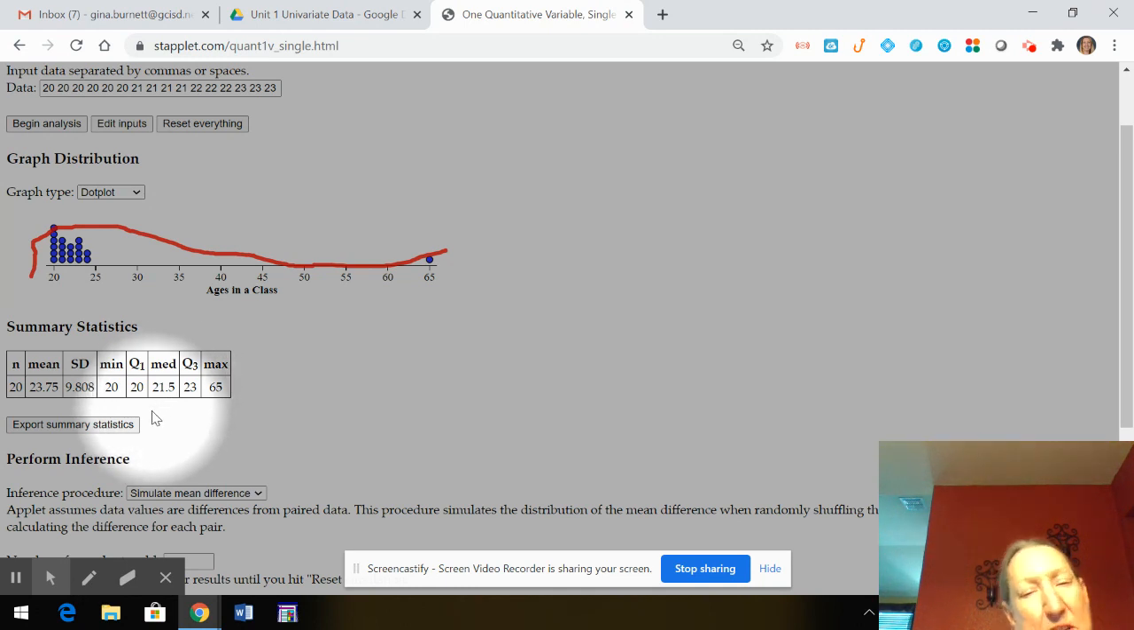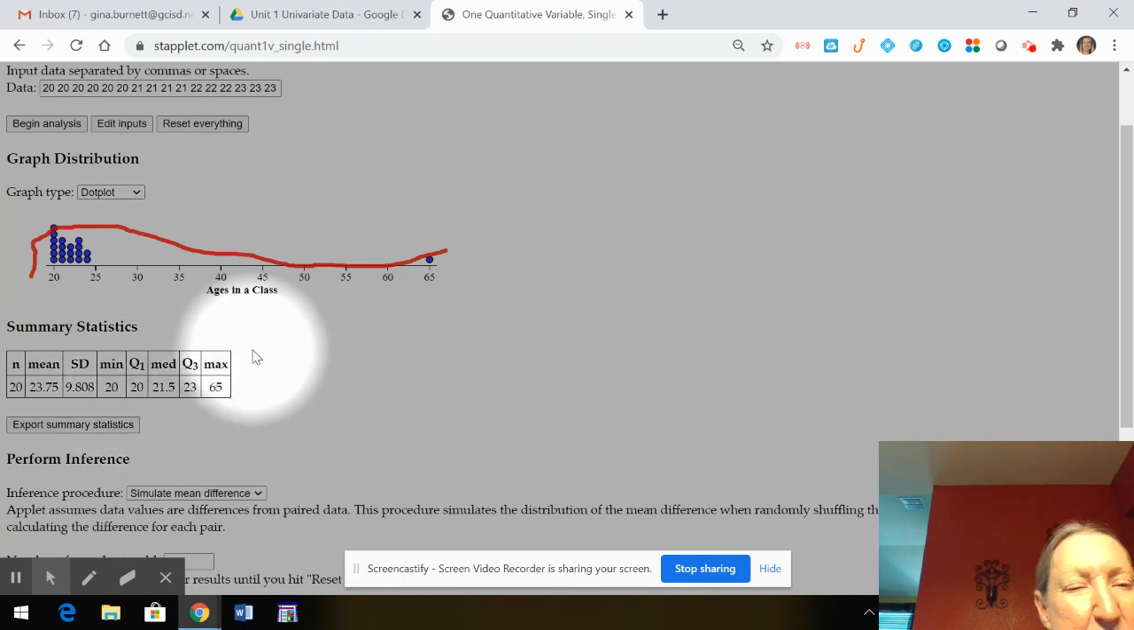That's a better description of center. So when I have a distribution that's really skewed, I'd rather report the median. If I have a distribution that's really symmetric, then the mean is awesome.